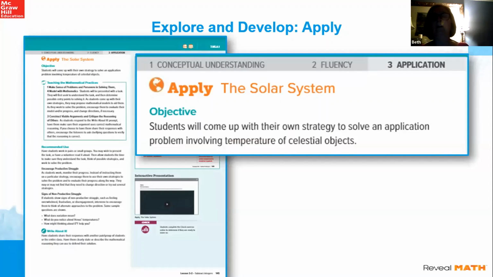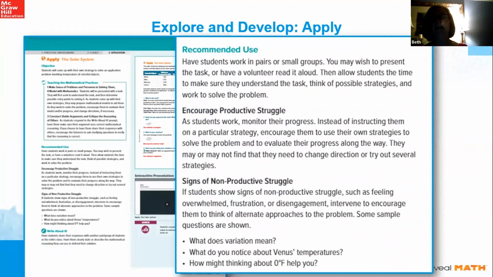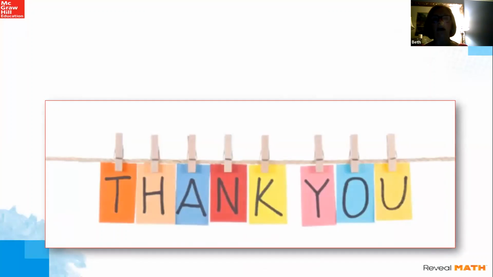So these are all, notice we're still in application, and then we're encouraging productive struggle, and here are the signs for non-productive struggle, when it becomes not a struggle, but it becomes a confusion. So those are the things that I wanted you to see.